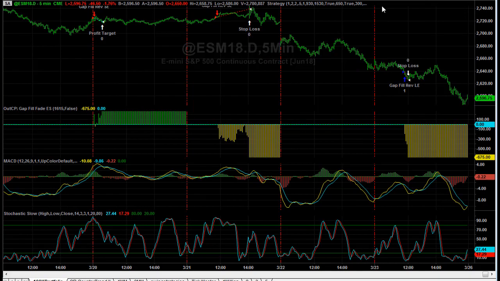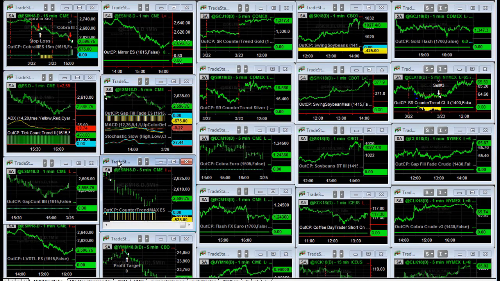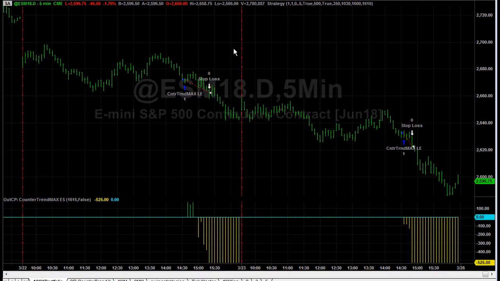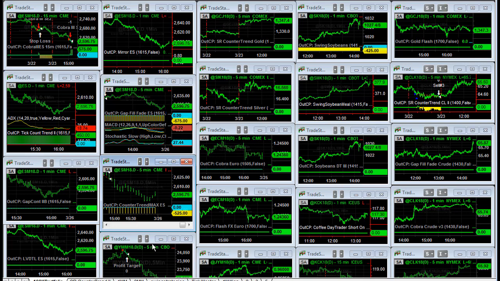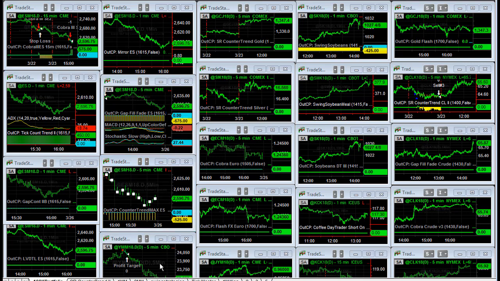Counter trend max is another strategy for low volatility that was well suited in 2016 and 2017, but it's done nothing but lose on the E-mini S&P and E-mini Dow. So without these three strategies, gap fill in reverse E-mini S&P, counter trend max E-mini S&P, and counter trend max E-mini Dow, we are up on the month instead of down. And so we're going to get rid of those strategies.